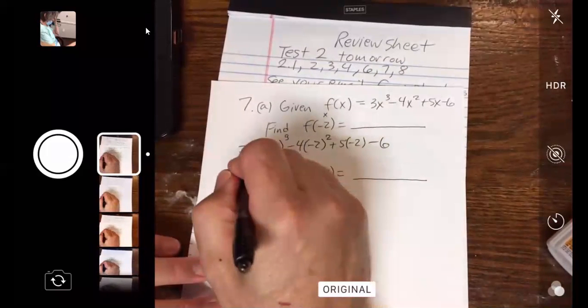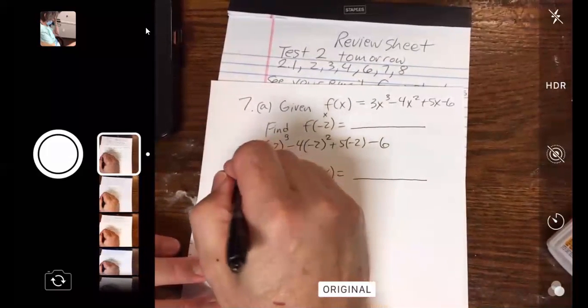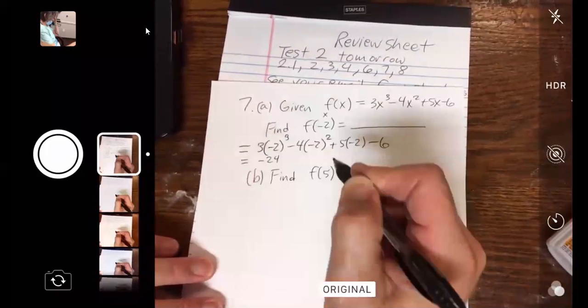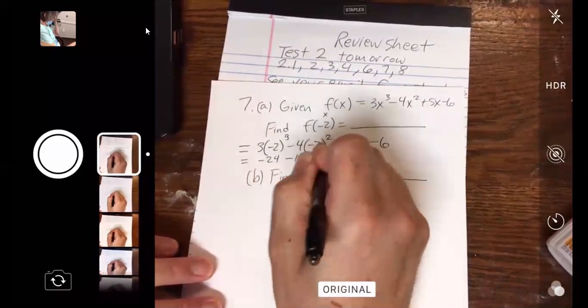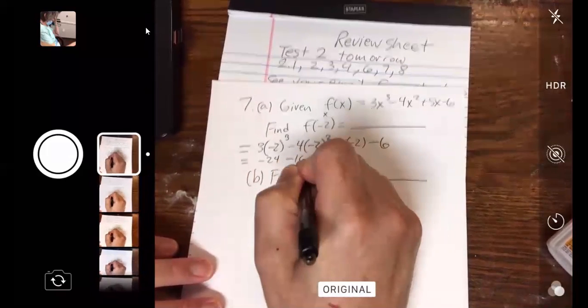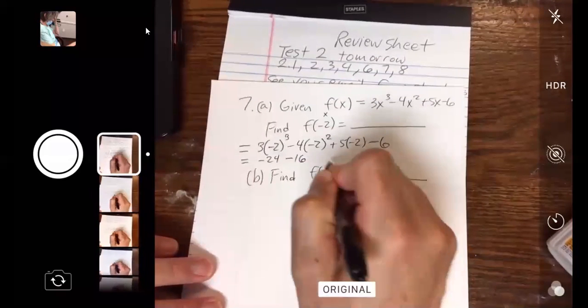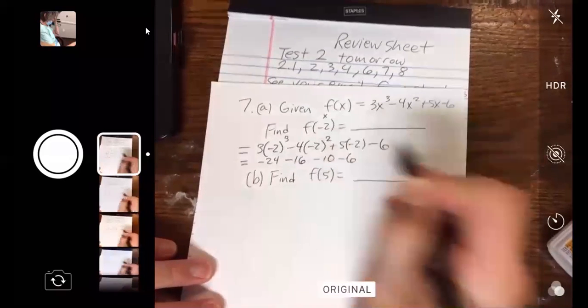So you're going to get a negative 8 times 3, negative 24. You're going to get a negative 16 here, because this is going to be a 4, but times negative 4 is negative 16. A negative 10 and a negative 6.